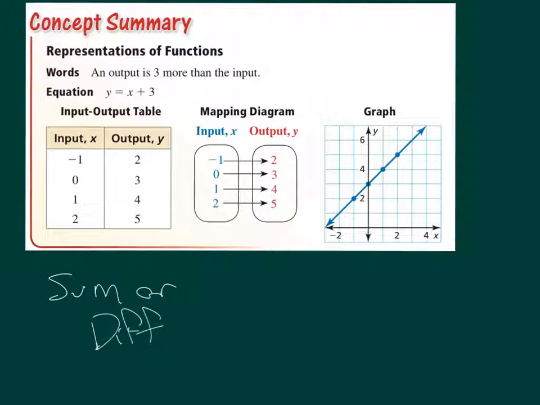In a mapping, again, your outputs need to be a constant rate of change. In a graph, it's pretty easy. Is that thing a line? As long as it's not vertical, you can say it's linear.